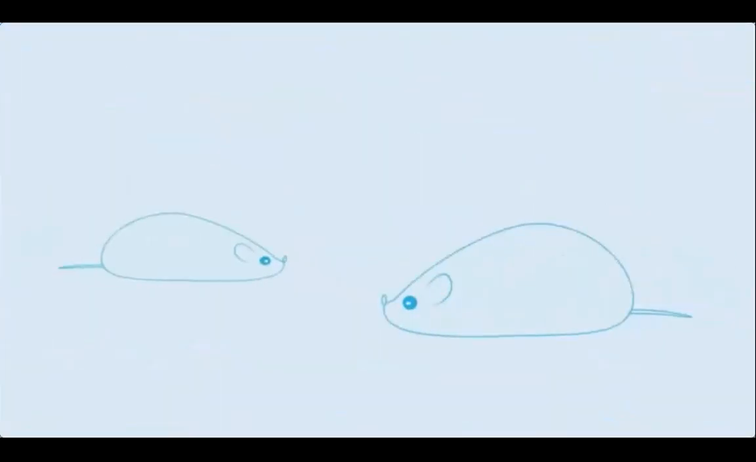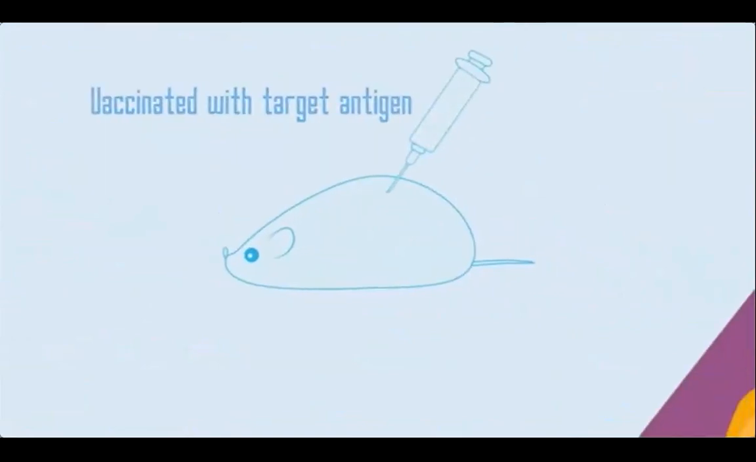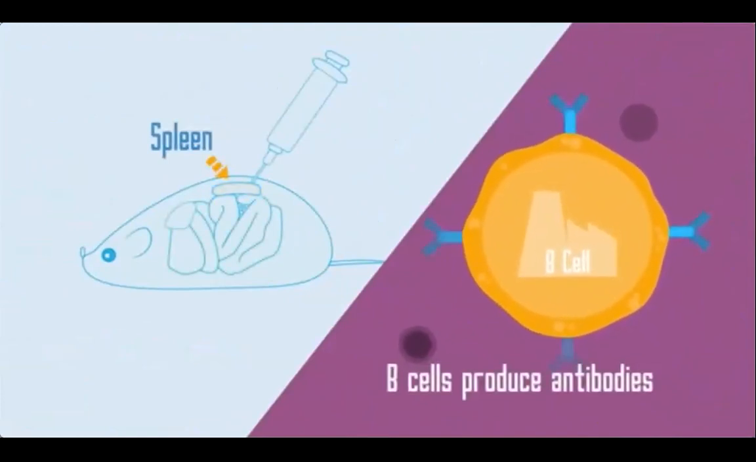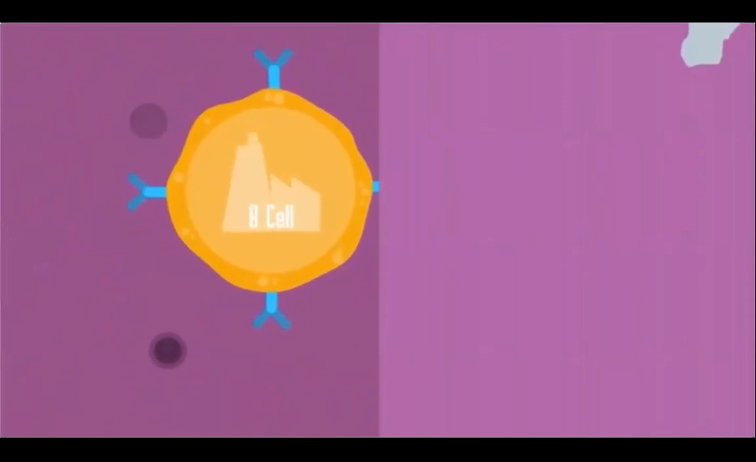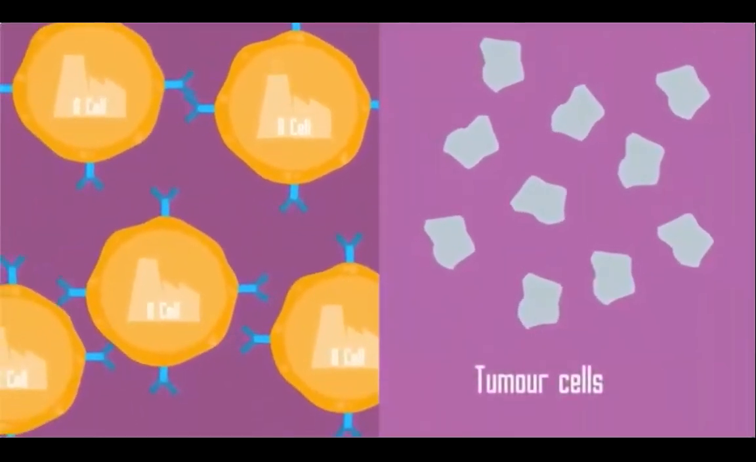Well, first off, we need an immune system, which is why we use mice. In a laboratory, a mouse is vaccinated with the target antigen. This stimulates the B cells found in the spleen to produce antibodies against the target antigen. The spleen of the mouse is then removed. The B cells in the spleen are isolated and fused with a tumour cell.